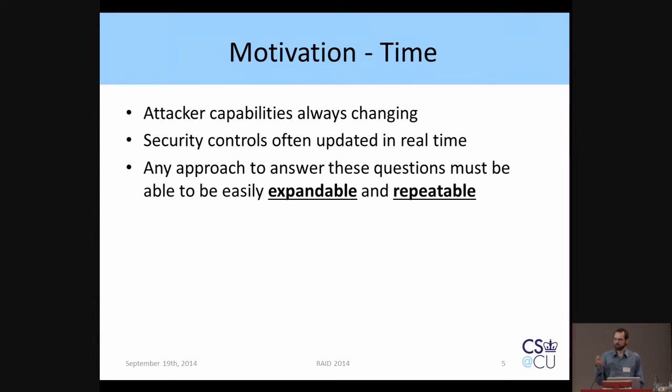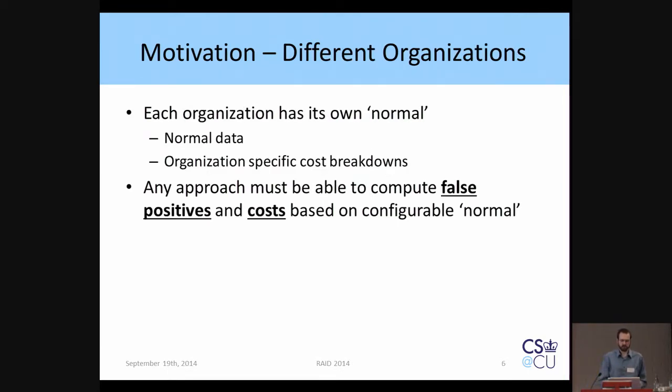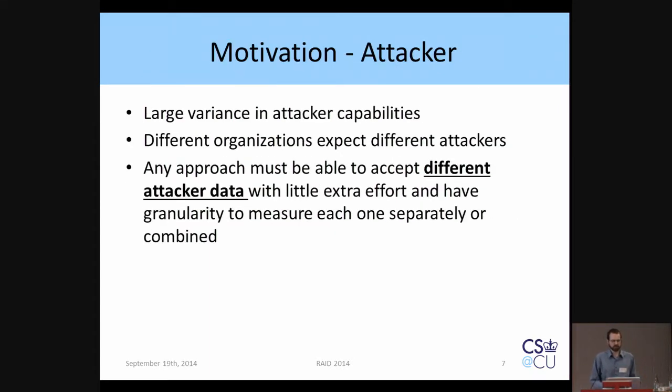So any framework, any approach that we want to use to test this has to be easily expandable and repeatable. If you just do something at one time that doesn't scale, that you can't repeat over time as new technologies evolve, it's not going to be useful. With organizations, there's some set of normal, some set of costs. Different organizations treat false positives in different manners. They have different cost structures. So we need to be able to measure false positives, the costs, and we need to be able to configure what normal looks like to be able to generate different numbers for what may be different data sets, different organizations.